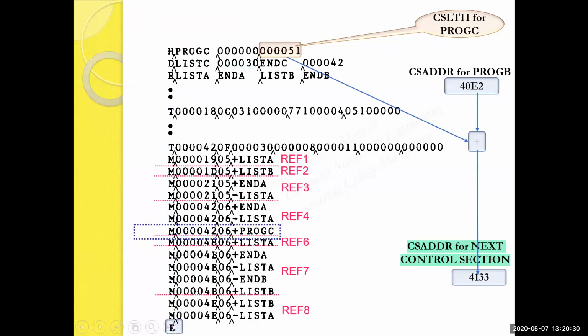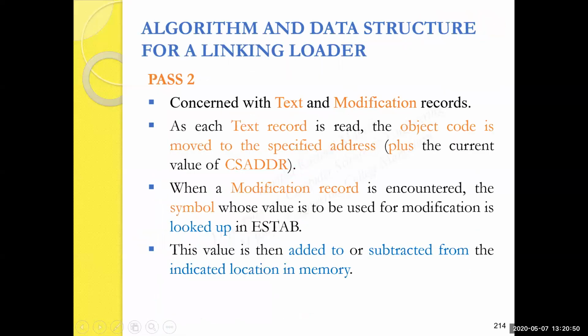Finally, when the end record is encountered, the starting address for the next control section could be estimated if there is any. So it is estimated as 51 plus the current control section address 4408 to 4133. However, in our case, we had only three control sections. So it means that the end record here indicates the end of the input.